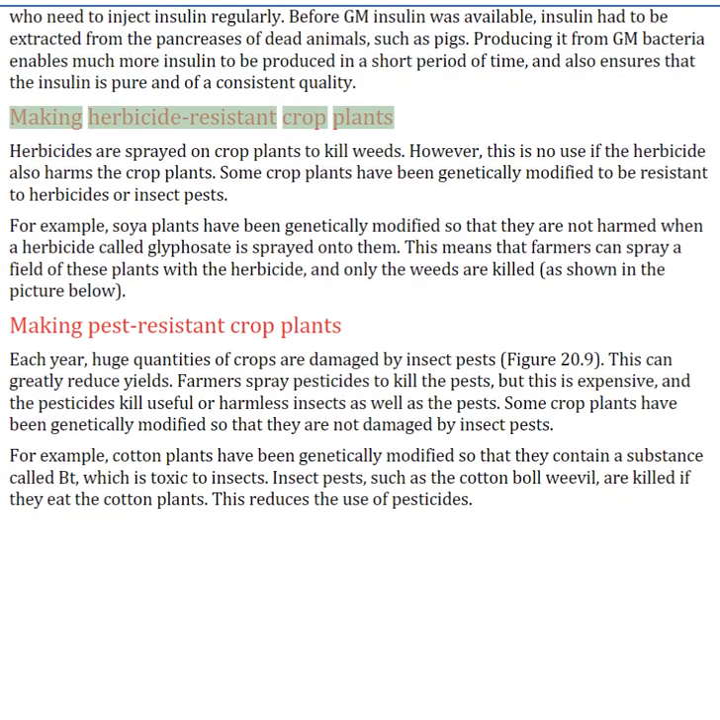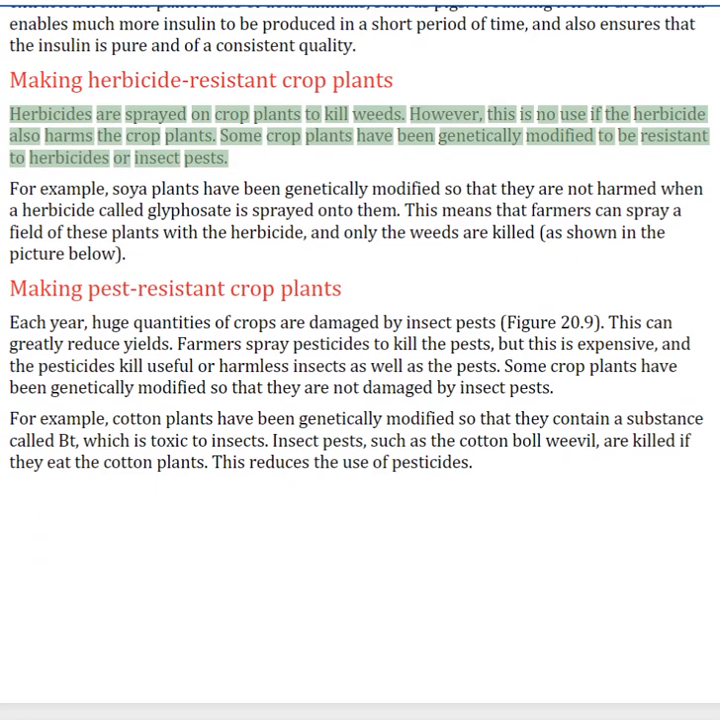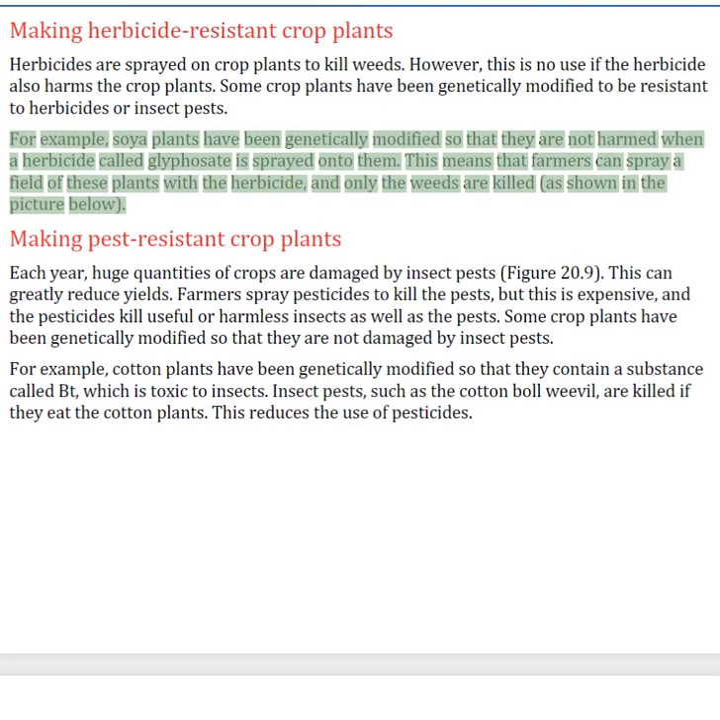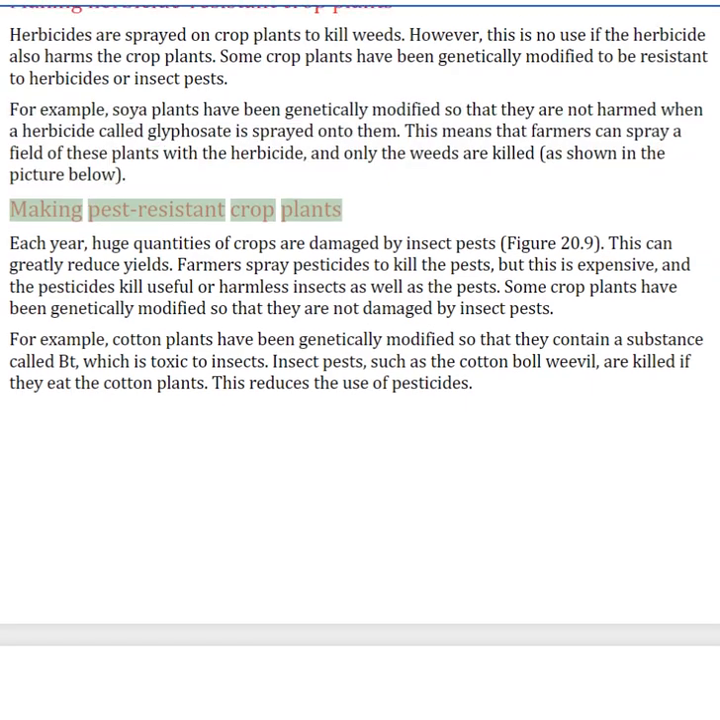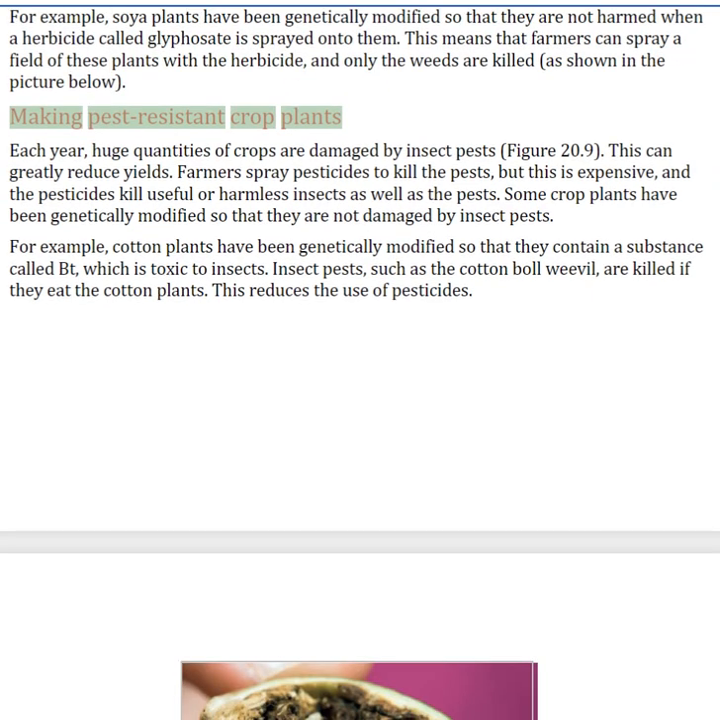Making herbicide-resistant crop plants. Herbicides are sprayed on crop plants to kill weeds. However, this is no use if the herbicide also harms the crop plants. Some crop plants have been genetically modified to be resistant to herbicides or insect pests. For example, soya plants have been genetically modified so that they are not harmed when a herbicide called glyphosate is sprayed onto them. This means that farmers can spray a field of these plants with the herbicide and only the weeds are killed.